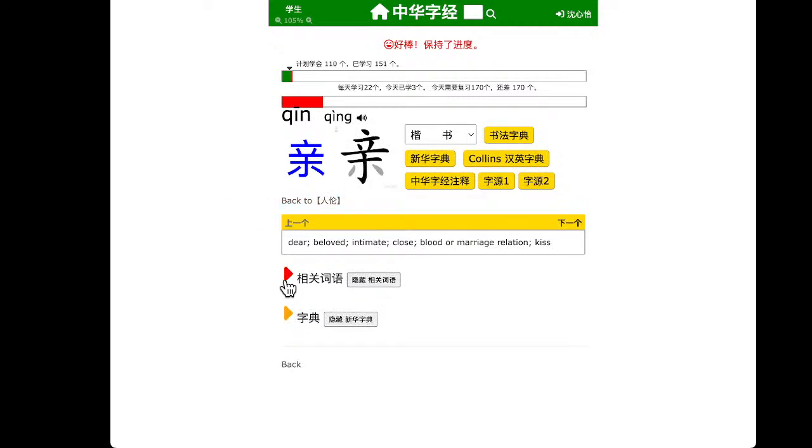I don't have the setting turned on for that description, so the picture's not going to show here. Qin means your relatives, or your dearly beloved in your intimate and close relations.